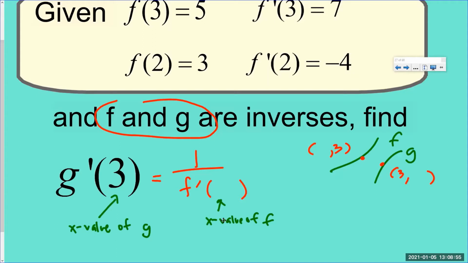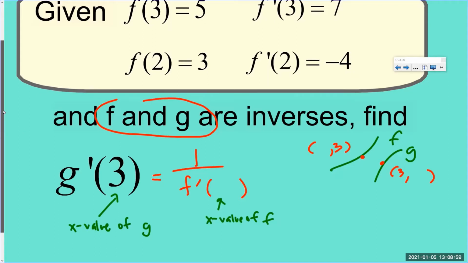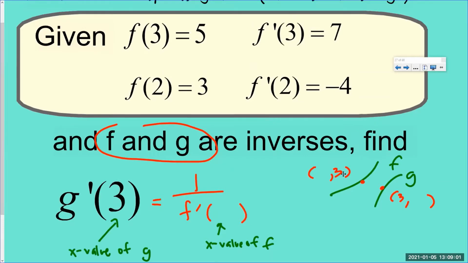Now the question is, can I find my x value of my f? So come up to all these things that they give you. If I know my y value for my f is 3, could you tell me what my x value is for my f? 2. Do you guys see where we're reading that? Okay, so that means this is going to be 2, that means this is going to be 2, and that means this is going to be 2, because this is the x value of my f. Okay, and then you just figure out what this is, and that's the answer.